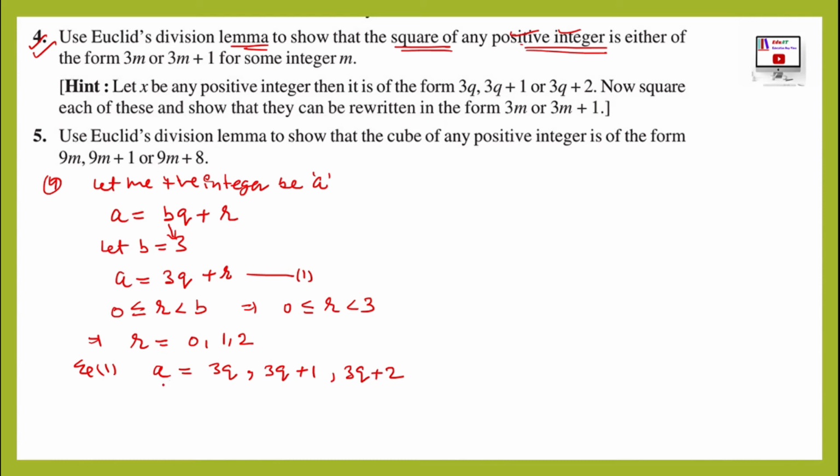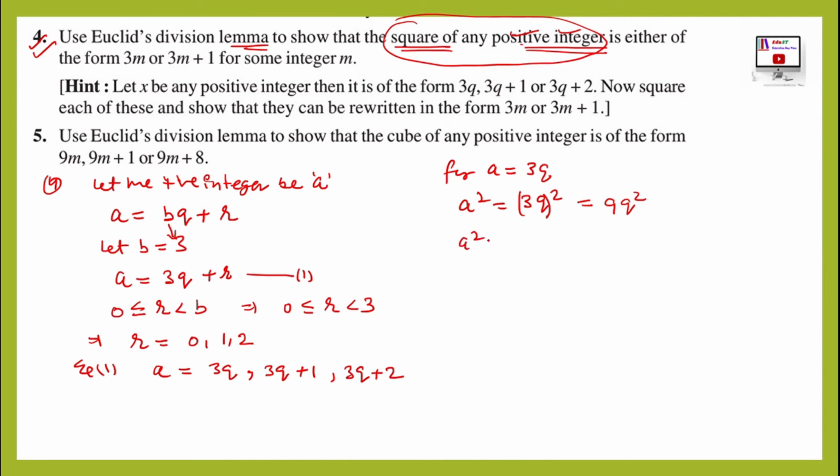So positive integer a may be 3q, it may be 3q plus 1, it may be 3q plus 2. Now we have to show that square of any positive integer. So now square. For a is equal to 3q, square of this a will be a square equal to 3q whole square. It will be equal to 3 square is 9 and q square is q square. So it is 9q square.